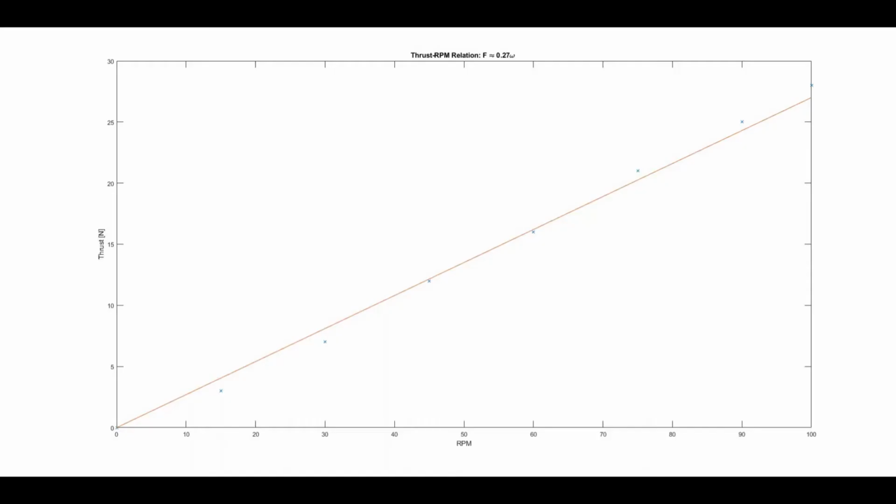Okay, so here is the graph, and we can see that the relationship is thrust equals 0.27 times the RPM value. And the maximum here is about 27, 28, whereas the datasheet usually says about 30 newtons is the maximum for the Albatross, but this is close enough.